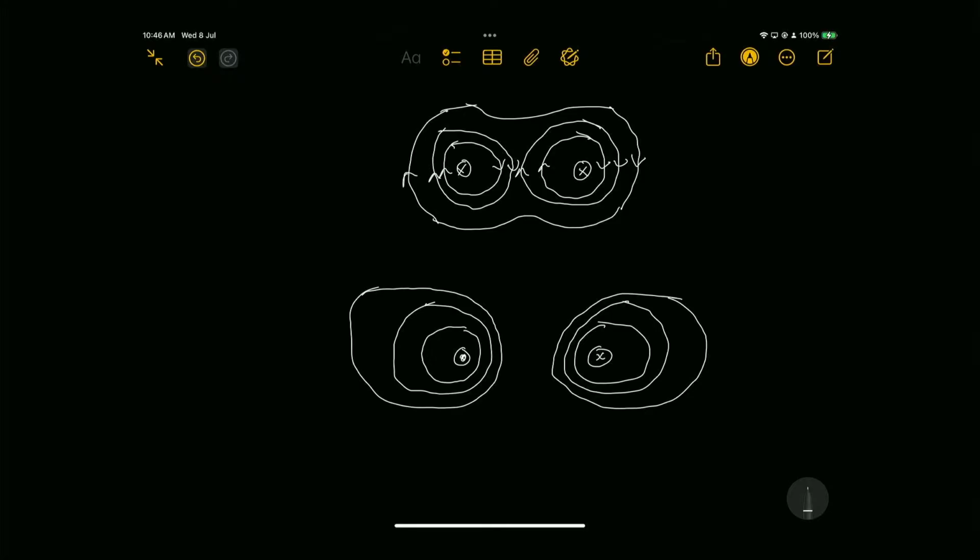Now you also need to make sure you include the directions of the magnetic field, right? So we see that these are unlike currents and they repel.